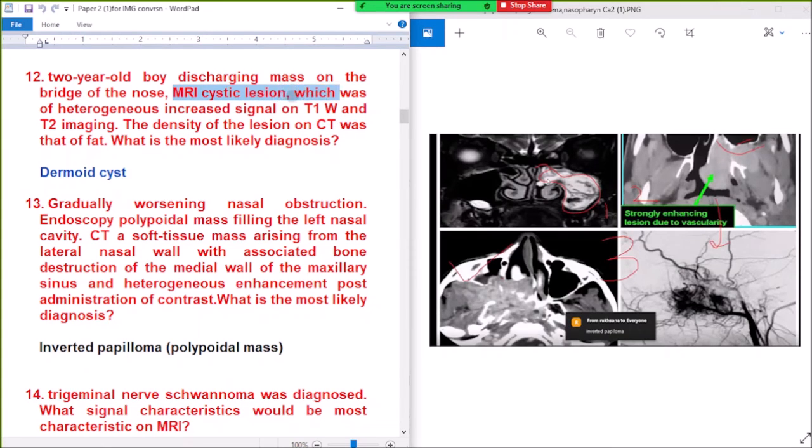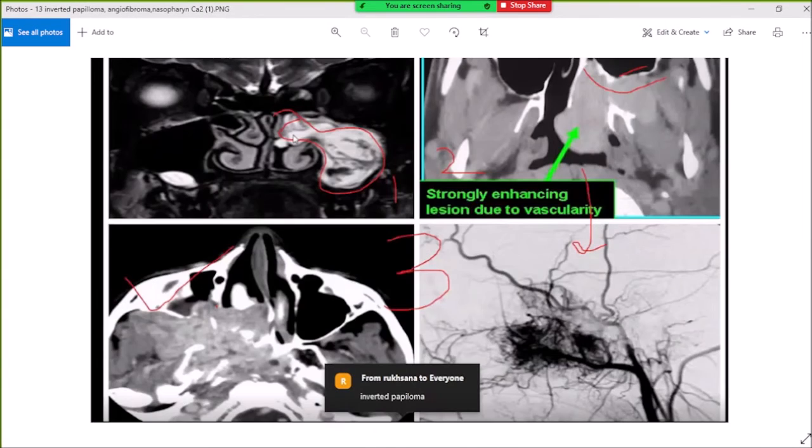It says that the lesion was heterogeneous with increased signal on T1 and T2. So fat is also high signal on T1 and on T2. And on CT, density was fat, so dermoid. Direct by these findings. And this is inverted papilloma. Okay, this is the next one.